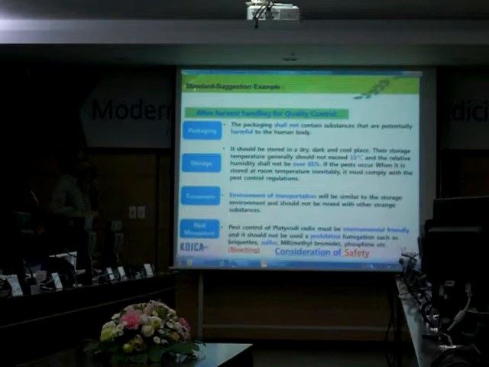So now a standard suggestion is, for example, the packing system, because during packing there are a lot of harmful things, and storage, and we have to think about humidity and storage temperature. And from China to Korea, whether shipping by boat, train, or airplane, we have to consider the transportation environment and also pest control.